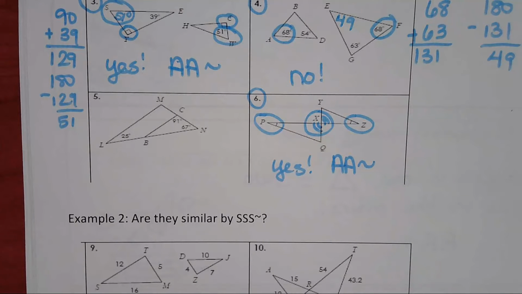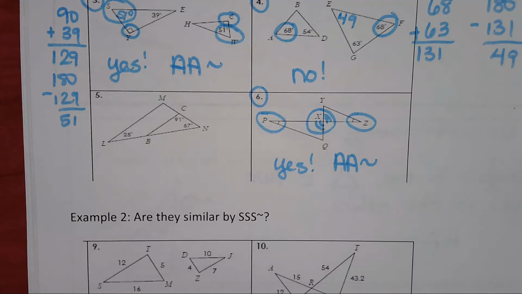And today you're going to have a worksheet with a bunch of different pictures on it, and you're going to have to figure out, is it angle, angle? Is it side, side, side? Or is it side, angle, side? And hopefully these examples kind of help you out a little bit. We will be doing this again next week as well once I'm back.